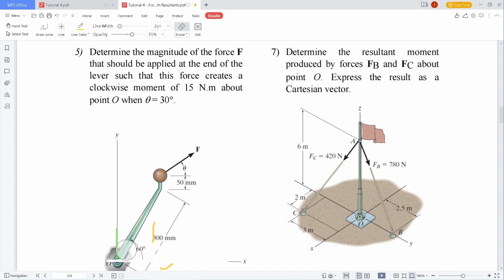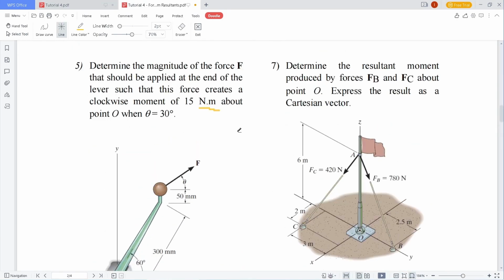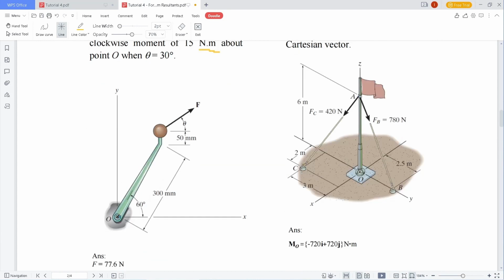We're going to answer question number 5. Determine the magnitude of the force F that shall be applied at the end of the lever, the green object right there, such that this force creates a clockwise moment. It has been given that the moment for the whole system about point O is 15 Newton meter. Point O is the point of analysis, when theta equals 13 degrees. So the force is exerted at an inclined angle of 13 degrees.